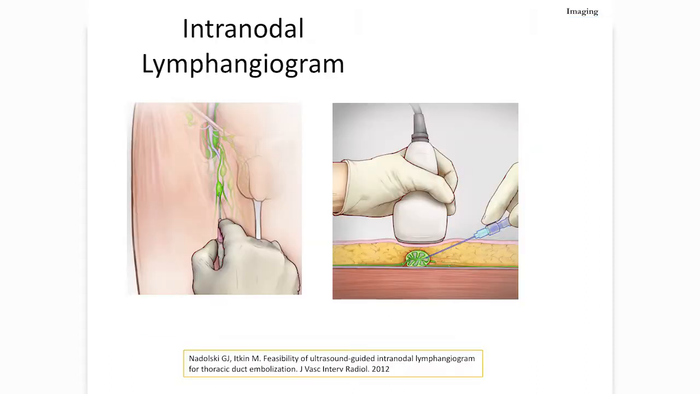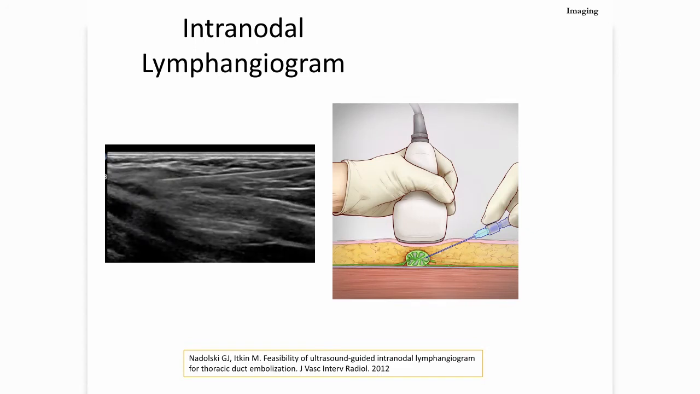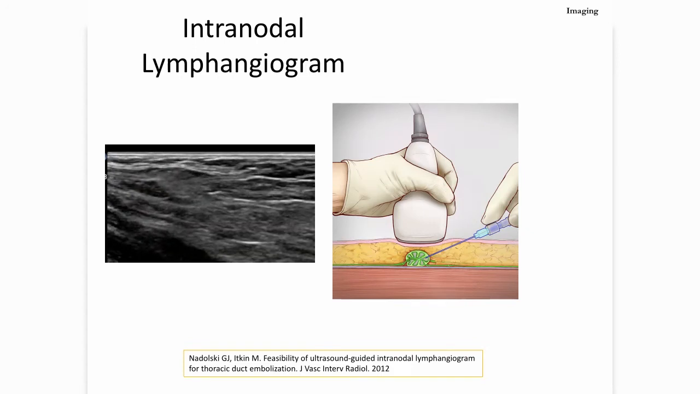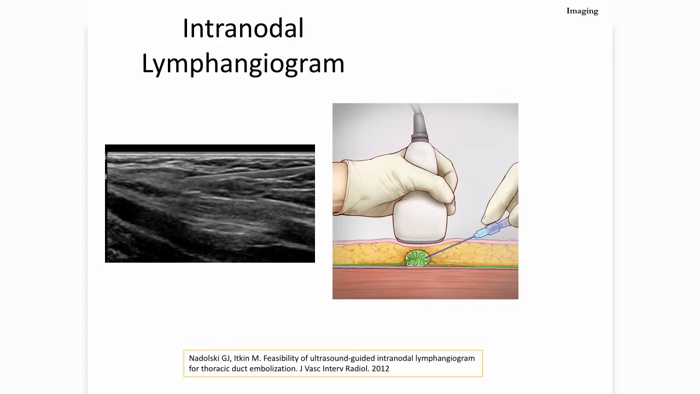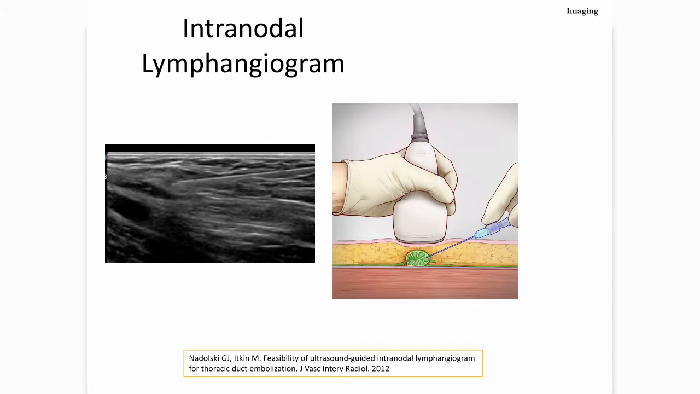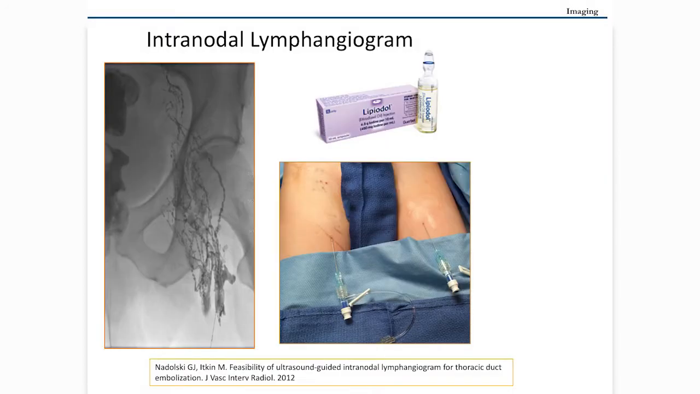A few years ago, we developed a technique that we call intranodal lymphangiogram as a substitute for the pedal lymphangiogram, where you can inject contrast material into a lymph node in the groin using ultrasound guidance. That's how it looks. It takes 5 minutes to put a needle inside the lymph node, and any interventionist who knows how to hold an ultrasound probe and do interventions can do that. That's the reason there was an explosion of lymphatic intervention literature and procedures over the last 5-6 years.